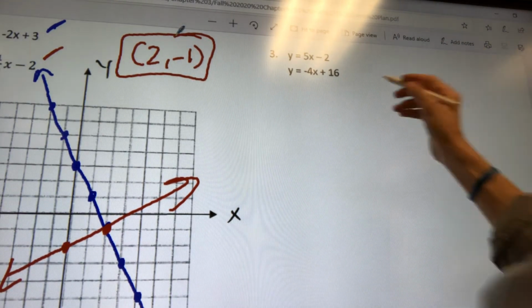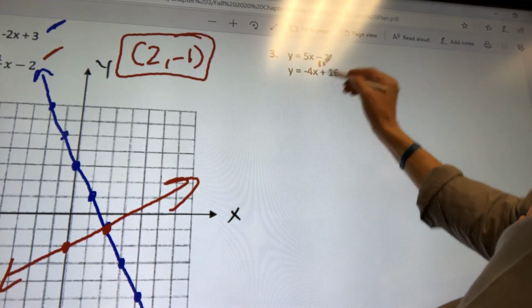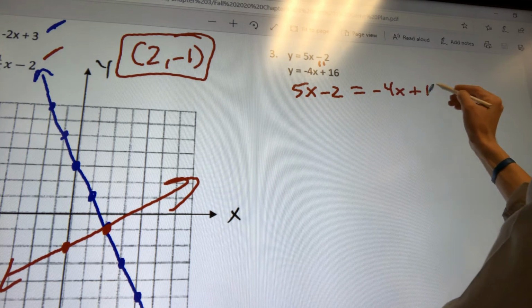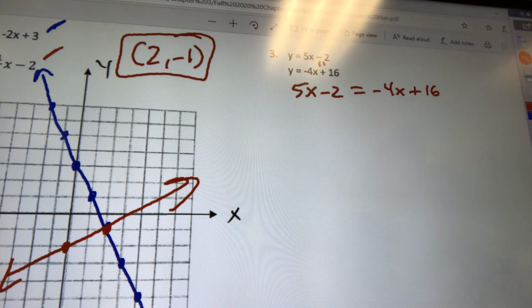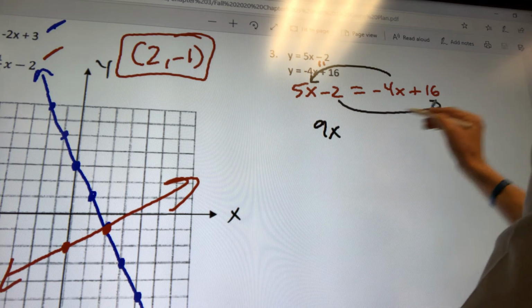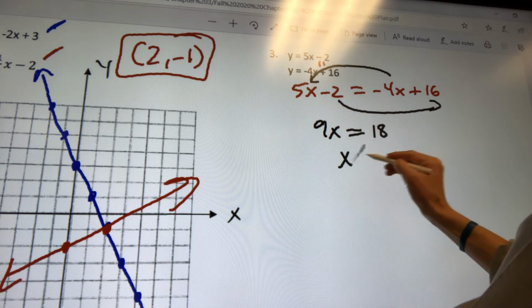Number 3, they both equal y, so they've got to be equal to each other. Set 5x minus 2 equal to negative 4x plus 16. This was actually, I think, on your first page. All right, this is the easiest substitution you can have. Move that over by adding. Move this over by adding. 9x is 18. X is 2.